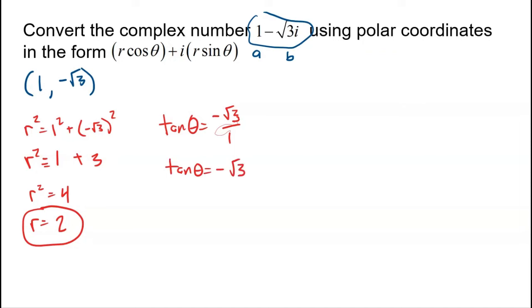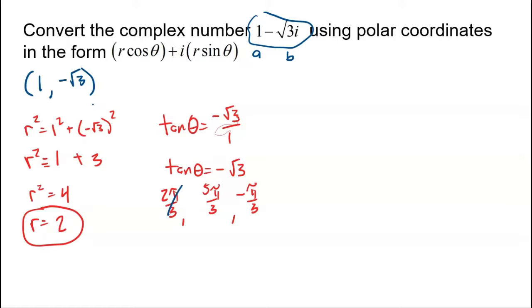Now, thinking about your unit circle, where is tangent of theta equal to negative radical 3? Well, there's lots of angles where tangent of theta equals negative radical 3, but just a couple that come to mind pretty quickly are 2 pi over 3. We could even have 5 pi over 3. We could even do negative pi over 3. Now, which one is it?